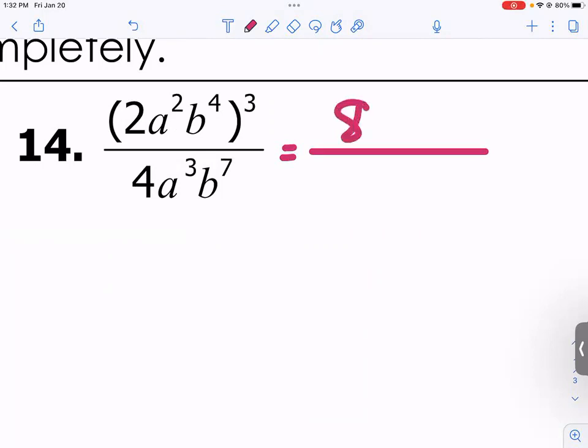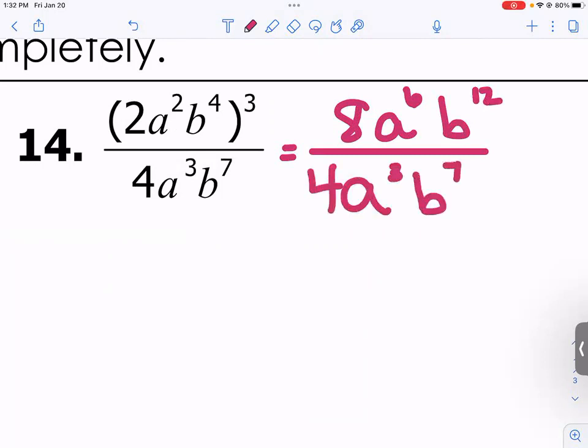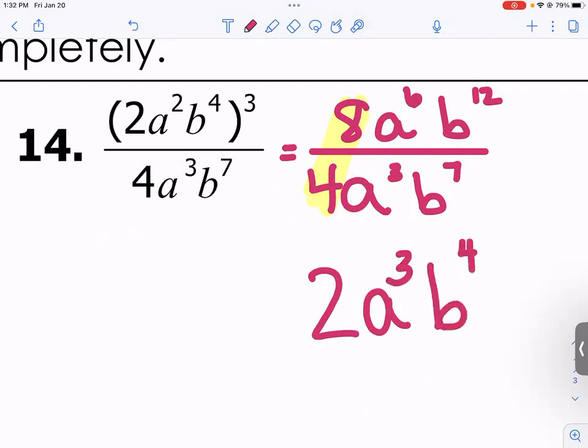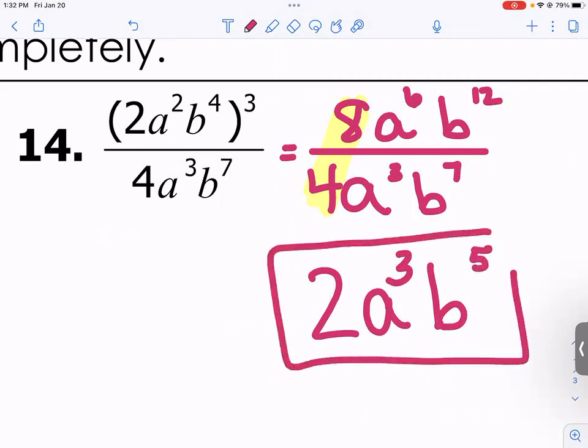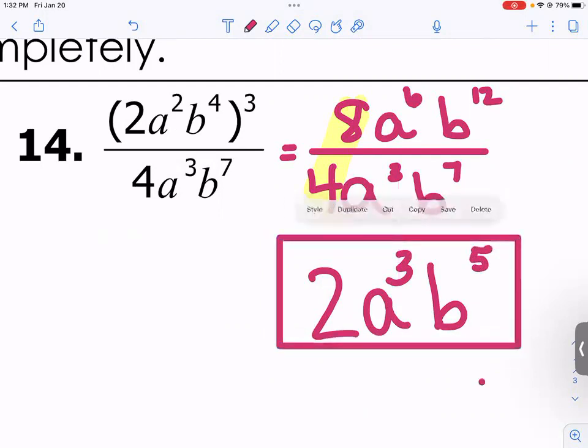I thought it was C squared. A to the 6th, B to the 12th. 4 A cubed, B 7. Okay, so we are going to take 8 divided by 4. A to the 6th divided by A cubed would give us A to the 3rd, and then B to the 5th. It's okay. We're all human.